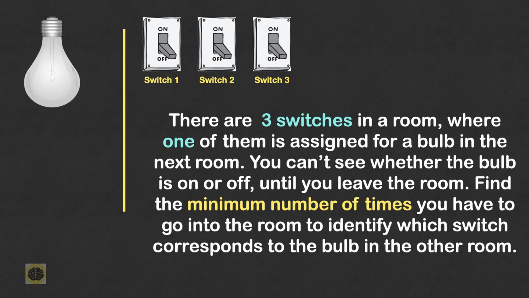So to simplify, there are three switches in a room where one of them is assigned to a bulb in the next room. You can't see whether the bulb is on or off until you enter the room. Find the minimum number of times you have to go into the room to identify which switch corresponds to the bulb in the other room.